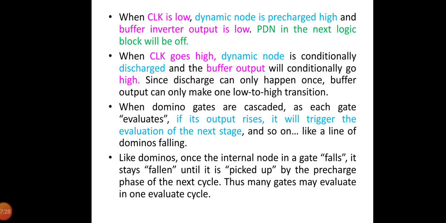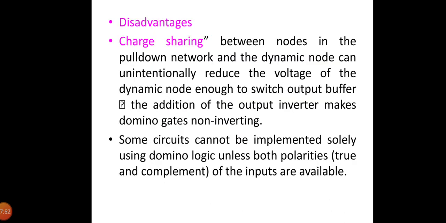When domino gates are cascaded, as each gate evaluates, if its output rises, it will trigger the evaluation of the next stage and so on, like a line of dominoes falling. Like dominoes, once the internal node in a gate falls, it stays fallen until it is picked up by the pre-charge phase of the next cycle. Thus, many gates may evaluate in one evaluate cycle.